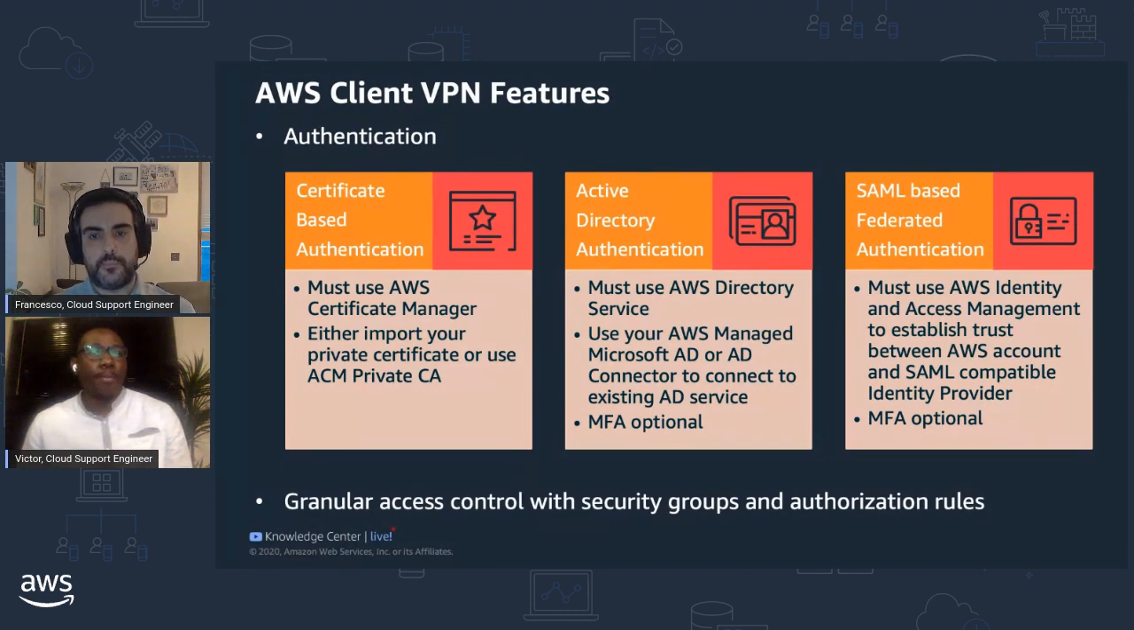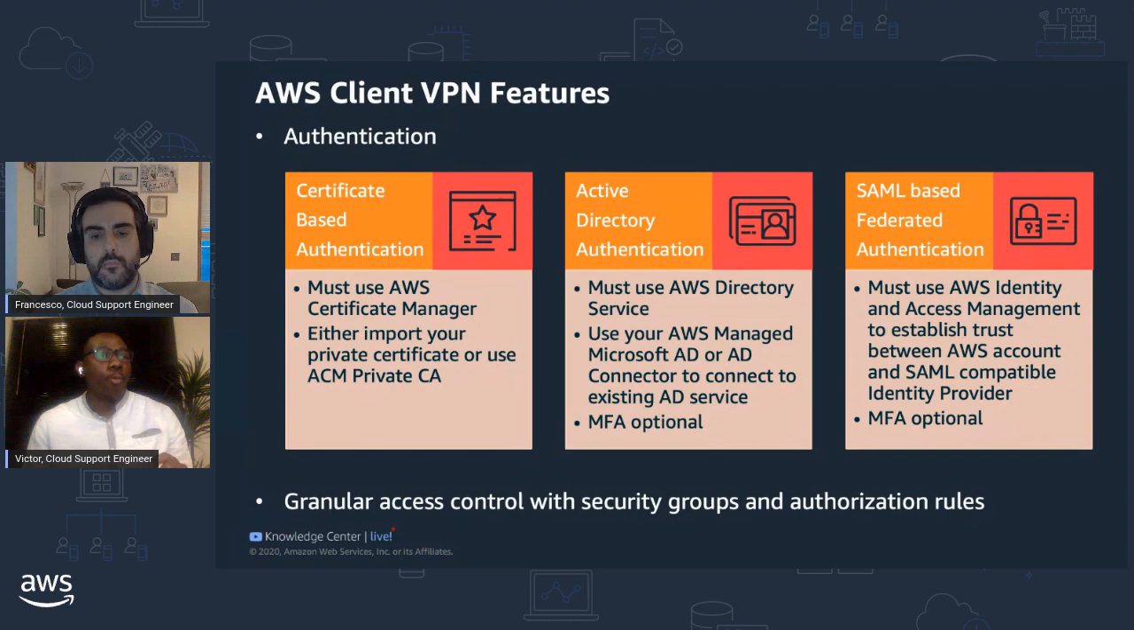And then you also have the ability to granularly control access using things like security groups and authorization rules. And so Francesco asked me a question about how you can limit client VPN users earlier on. And I spoke about the fact that you can use security groups because the client VPN endpoint creates network interfaces for you in your VPC.